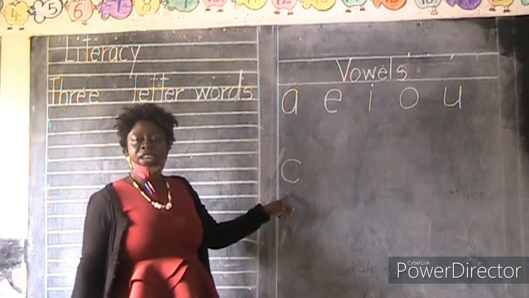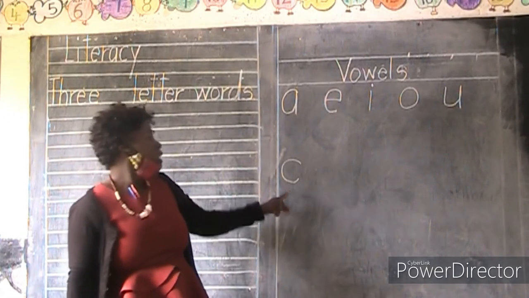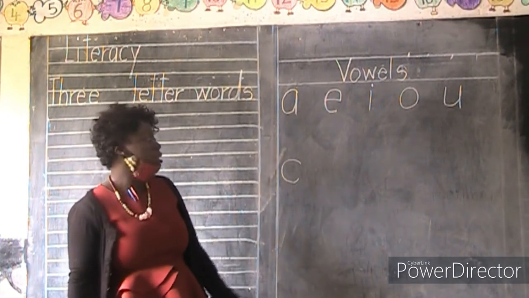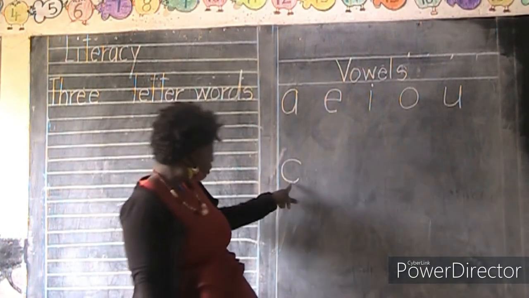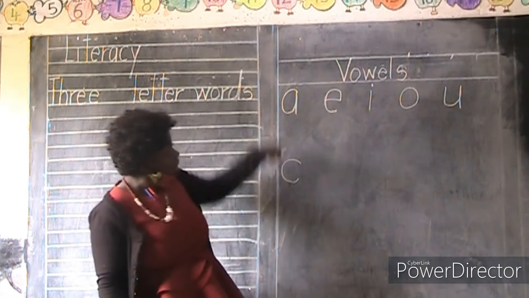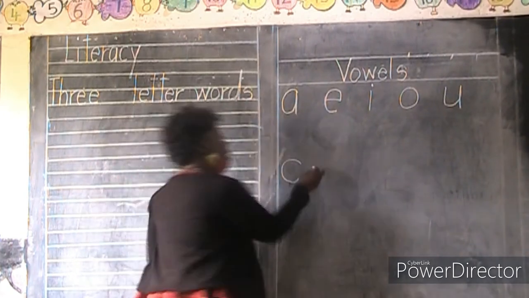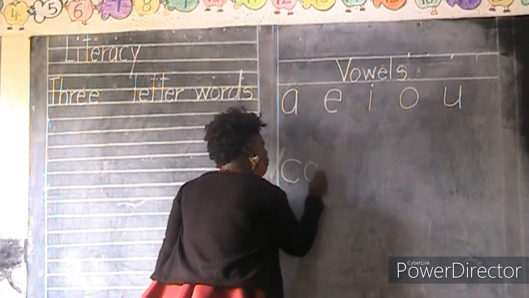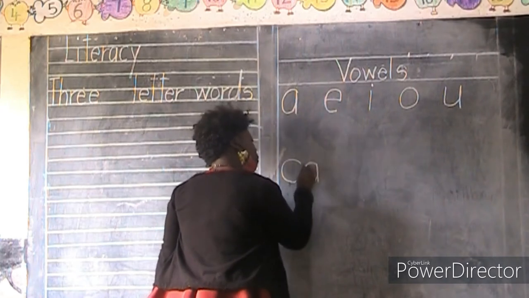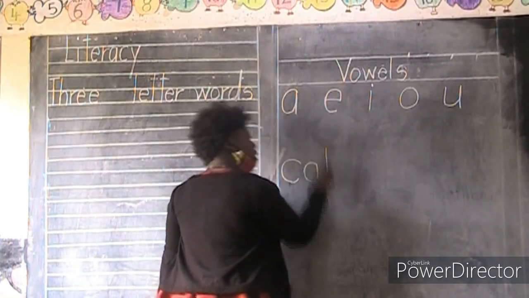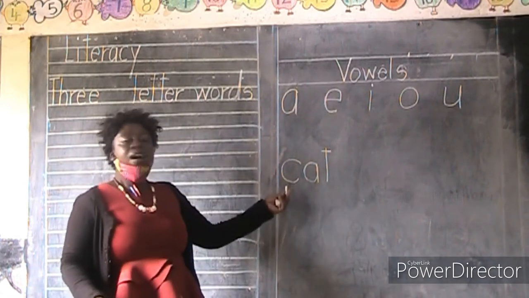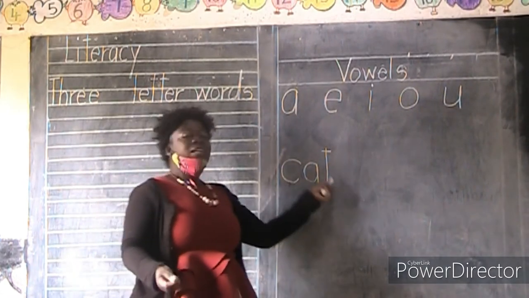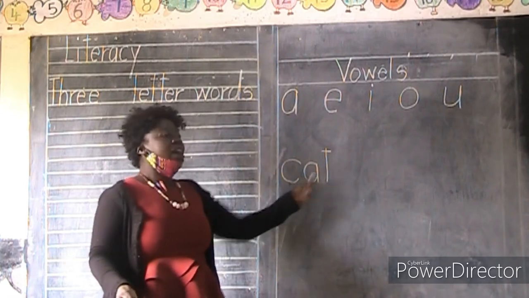What sound have I written on the board? Sound K, together K. I'm going to get this sound, then vowel one, A. So now let's go through the sounds. K, A, T, K, A, T.